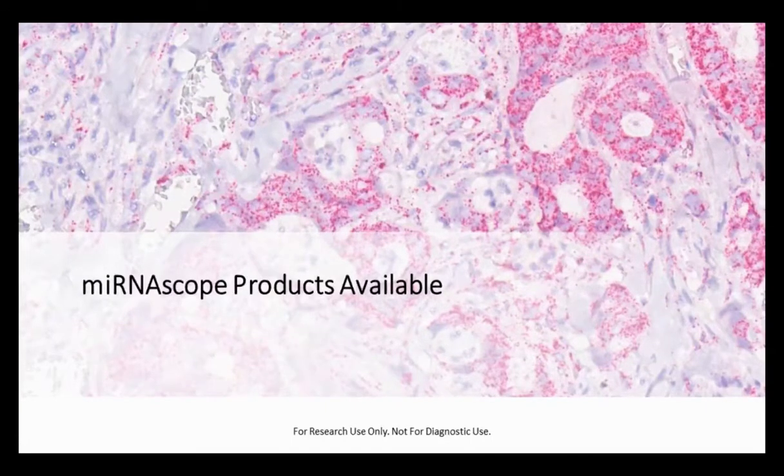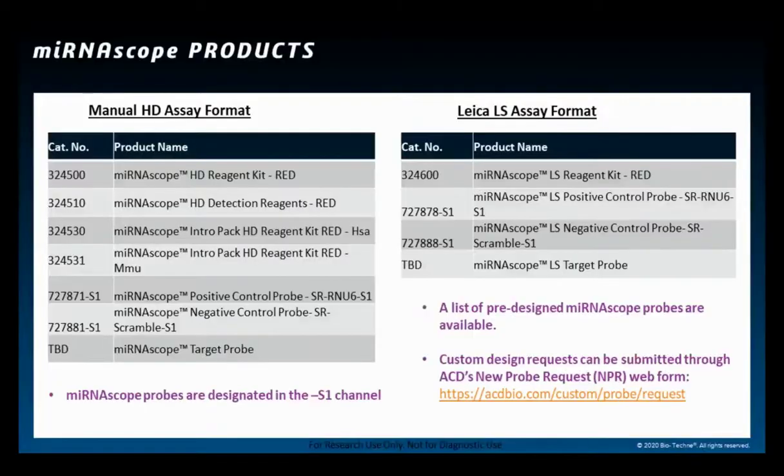Next, I'll go over the miRNAscope products that are available. As mentioned previously, the miRNAscope assay is offered in both the manual and Leica formats. Each assay comes with universal control probes that are species independent, but are platform specific, so be sure to request the correct catalog number for the assay format that you prefer. For the manual assay, we have the HD reagent kit that includes all the pretreatment reagents along with the detection reagents needed for the assay.